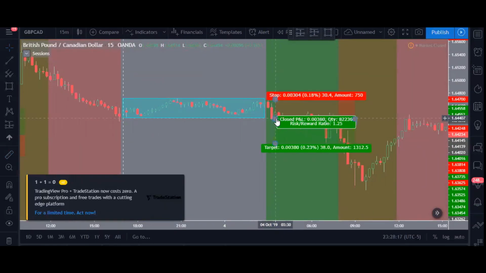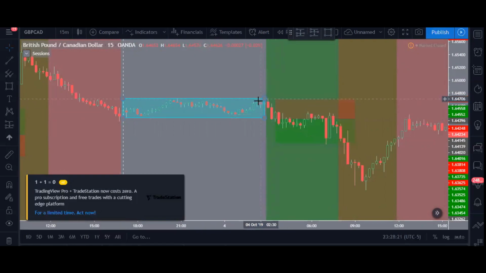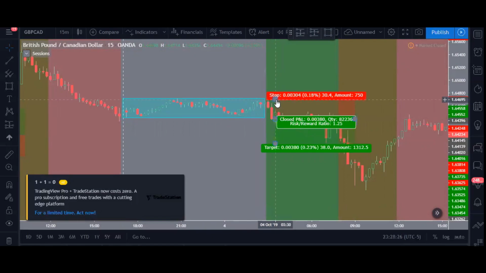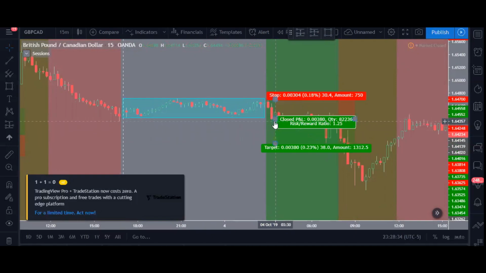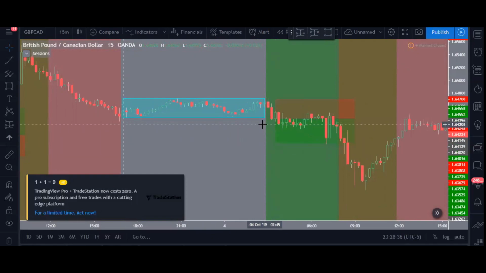Now I would be putting my stop loss at 30 pips because it's a very, very small box. And 30 times 1.25 would be 38 pips. This trade took a little bit longer. And the hardest part about this strategy is not moving your stop loss into profit. Let it either hit stop loss or take profit.